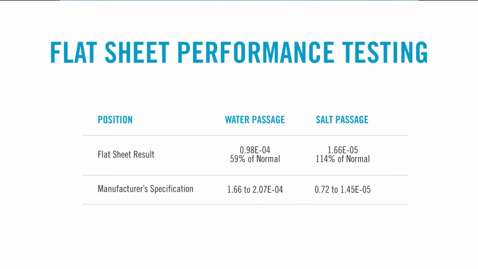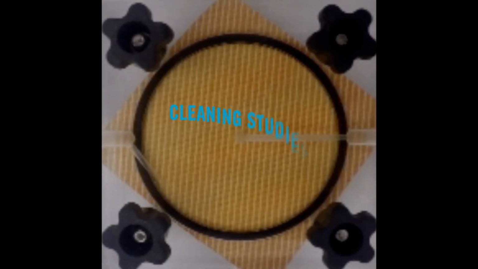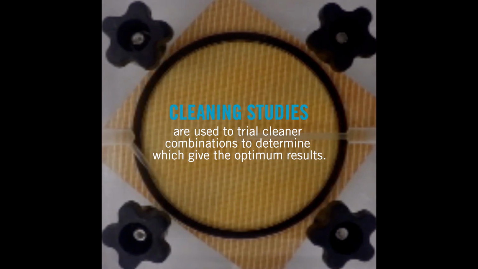Through our testing so far, we've pinpointed what the issue is, and now we want to see how that applies to the flat sheet performance. So we take these samples over to our cell tester. This cell tester allows us to determine the individual performance of these flat sheet samples. We'll see that the flat sheet samples have lower than normal water passage and higher than normal salt passage. This is consistent with our full element results where we saw lower than normal flow and slightly lower than normal rejection.